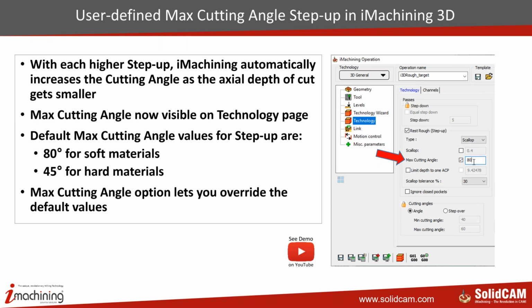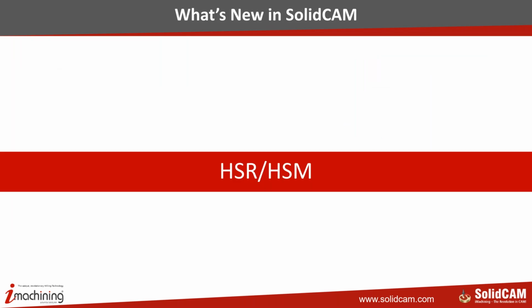Another new function available inside iMachining 3D is that, as a user, you can now set your maximum cutting angle. If you are cutting softer material, you can limit this maximum cutting angle to 80 degrees. If you are cutting harder material, you can set it to 40 or 45 degrees, whatever maximum cutting angle is recommended by the cutting tool manufacturer. You can set that in the maximum cutting angle parameter. This is available only inside iMachining 3D. These are some of the enhancements we have done in iMachining.